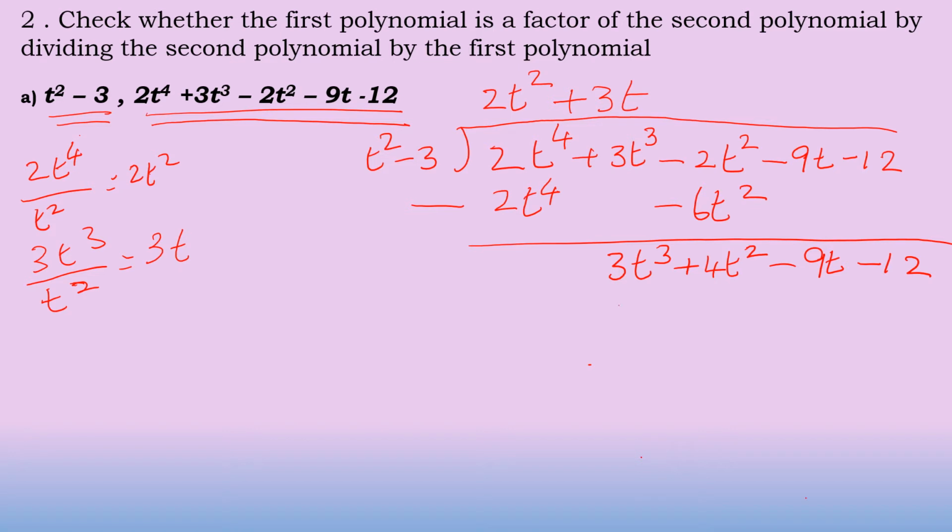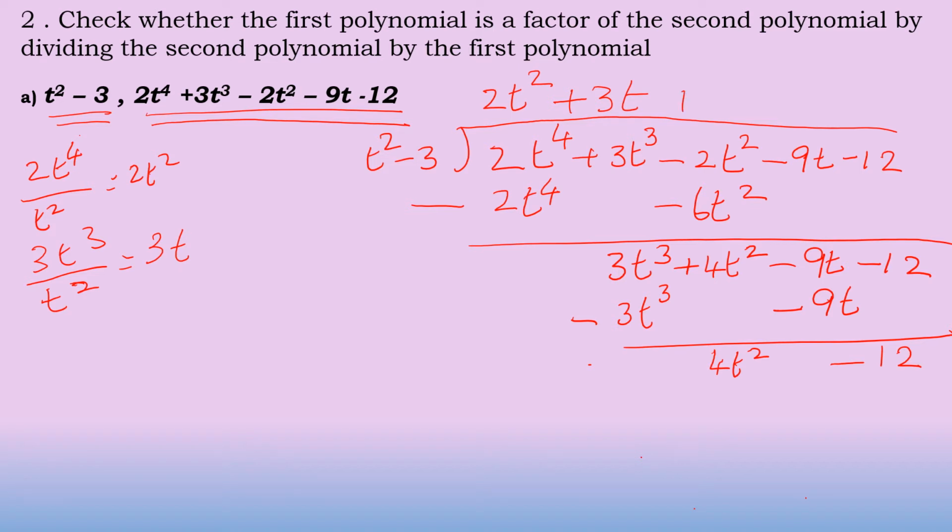3t into t square will be 3t cube. 3t into minus 3 will be minus 9t. So you write it along with the t term. If you subtract, you get 3t cube minus 3t cube will be 0. Bring down the t square term. 4t square minus 9t will be 0. Bring down the constant. So now continue division as the degree of the remainder is not less than the degree of the divisor. So 4t square divided by t square will be 4.